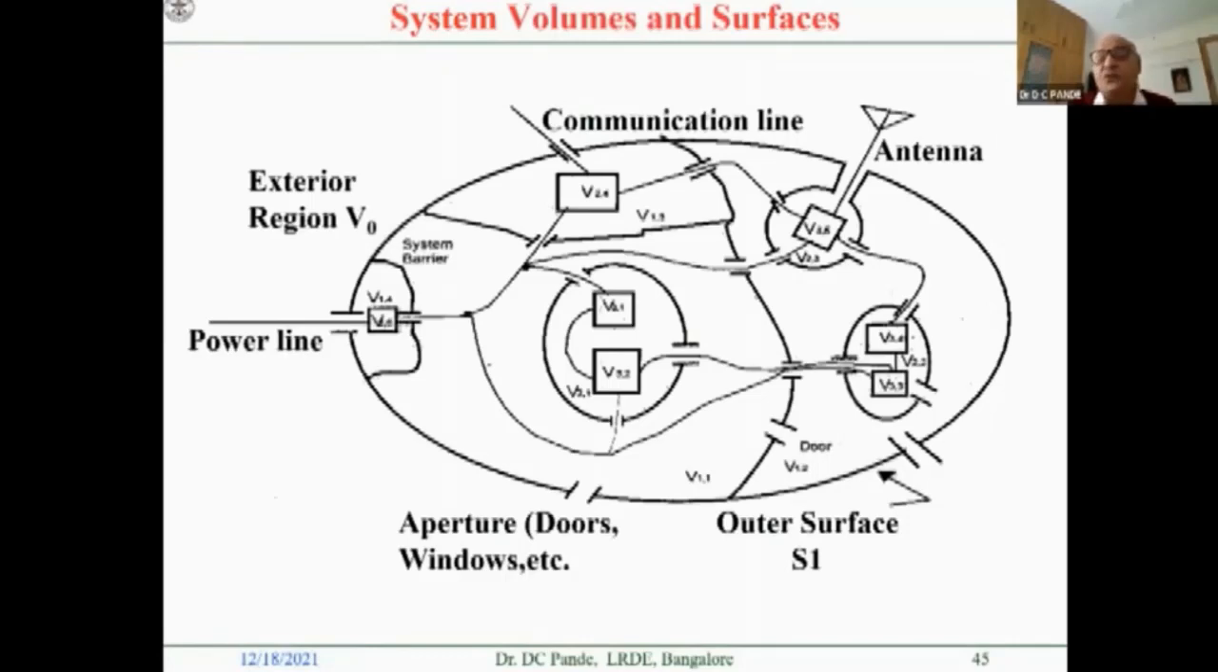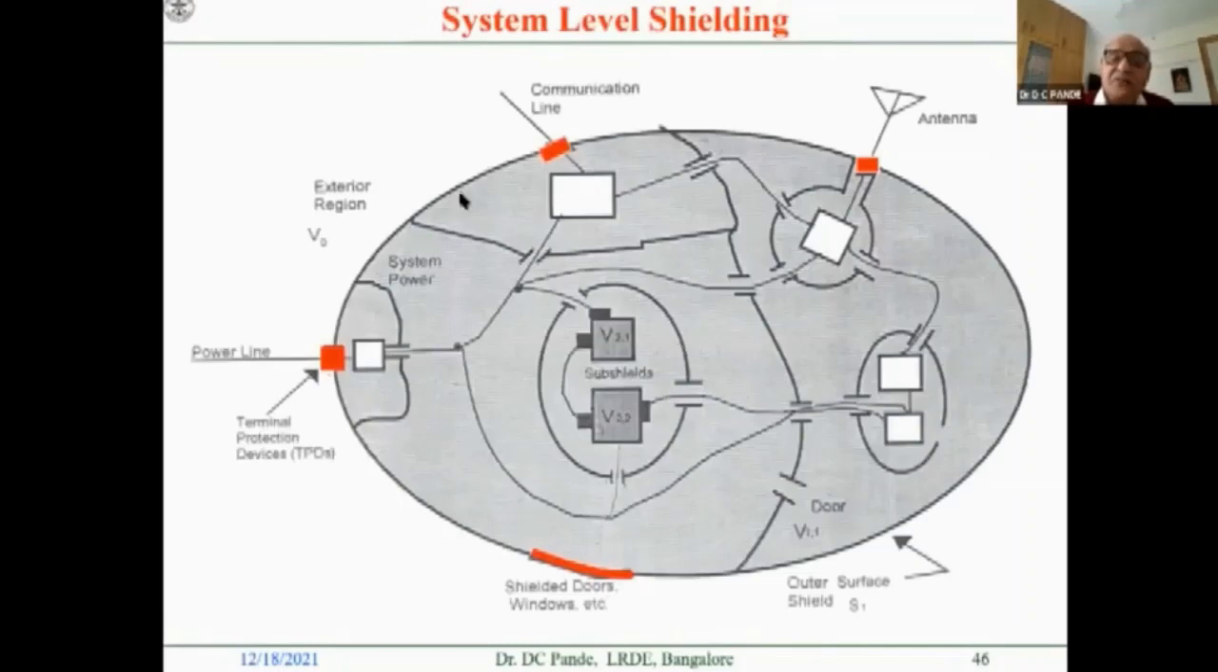Then we have two types of solution. One we call the system level protection. In this one, we make this an electromagnetic shielded enclosure, or say topologically electromagnetic shielded. Topologically, I mean that where the openings are, where these cables are entering, we provide the protection at those places. The rest of the place is shielded, right? So this is the system level.